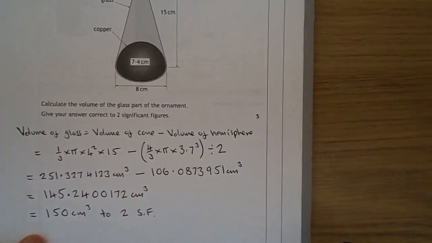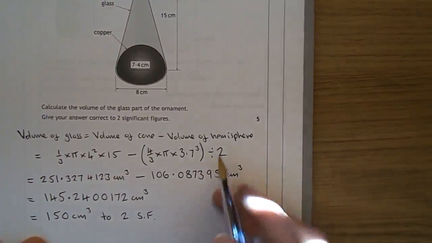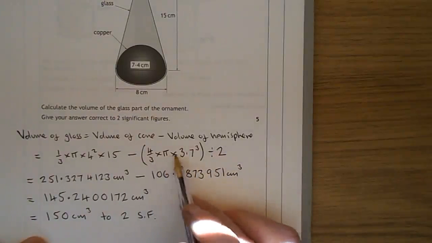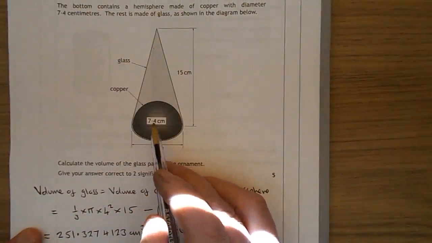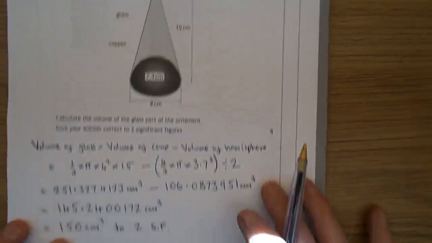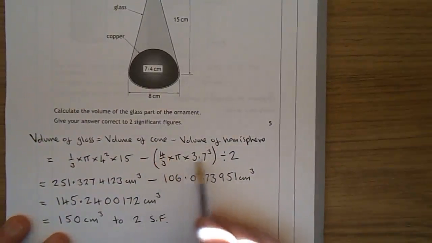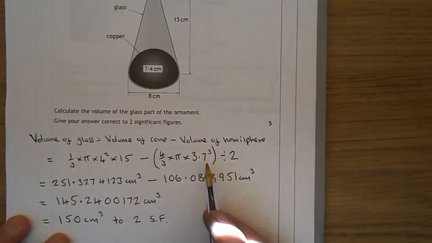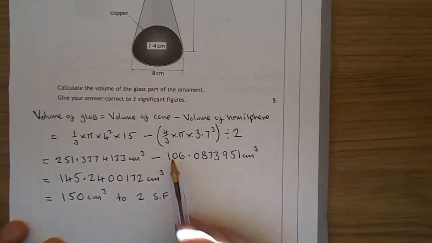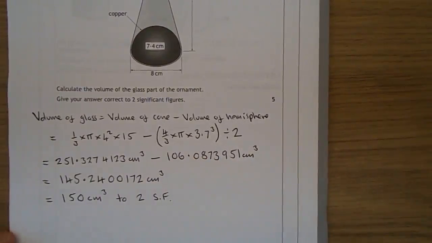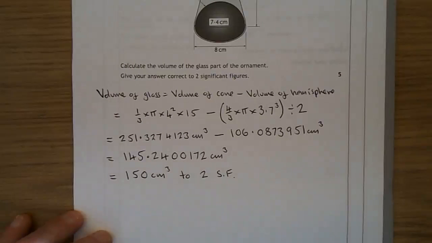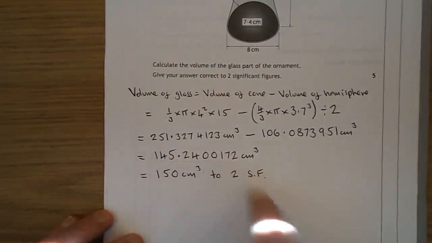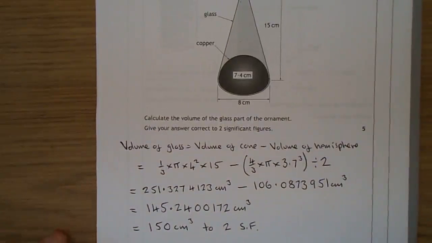Okay, take away volume of a hemisphere. Well, that's the volume of a sphere halved. Volume of a sphere, 4/3 pi r cubed. And just be careful here that the radius of the hemisphere is half of 7.4, which is 3.7. You're going to be a wee bit careful there. So we have a whole sphere, 4/3 pi 3.7 cubed. Work that out, press equals, divide it by 2, and that's what your calculator gives in its entirety. Do a subtraction because the glass is the whole cone, take away the copper part, and there you get it there. And we'll now worry about the 2 significant figures bit.